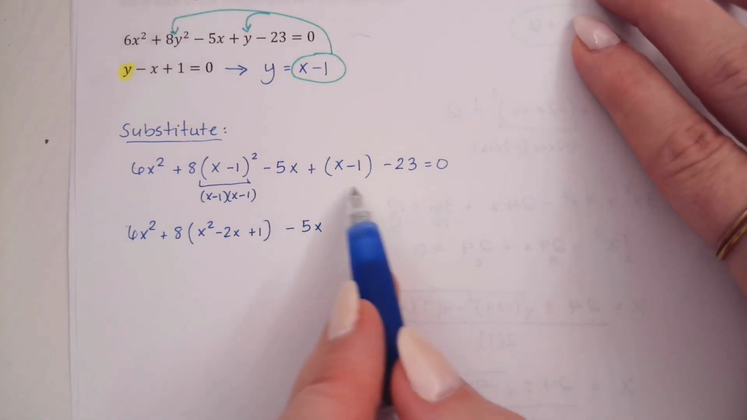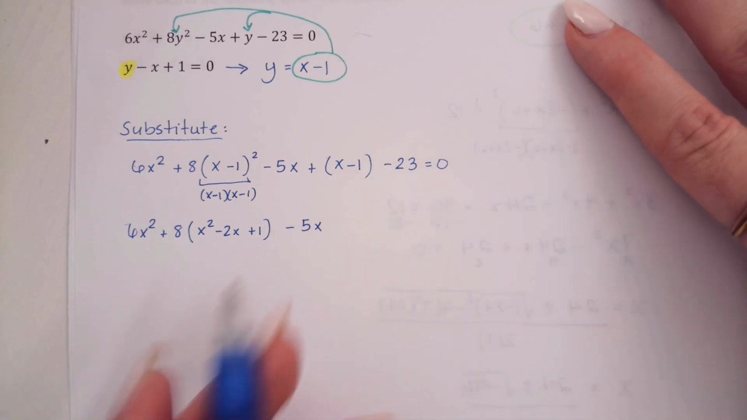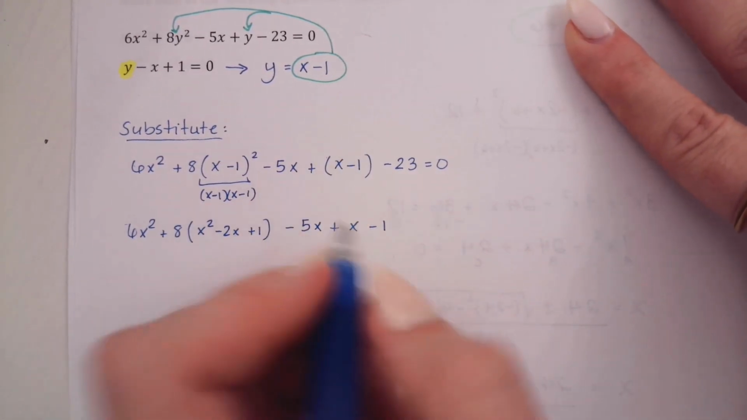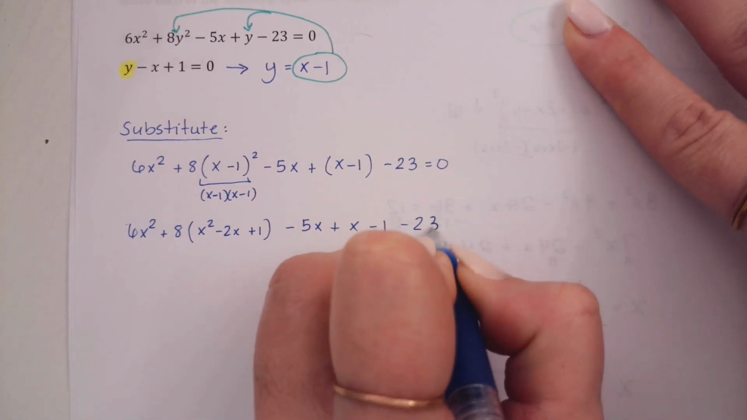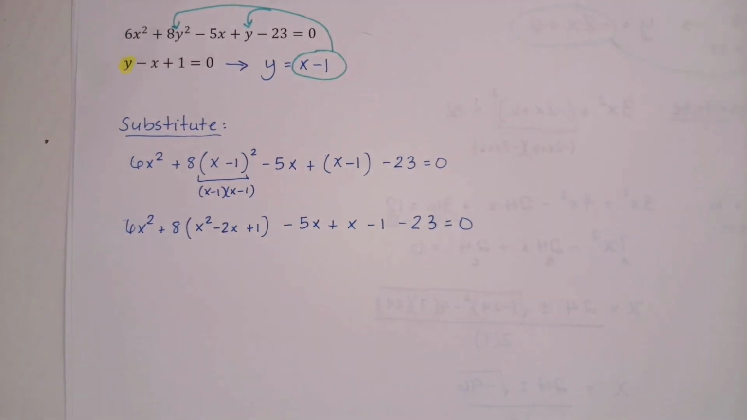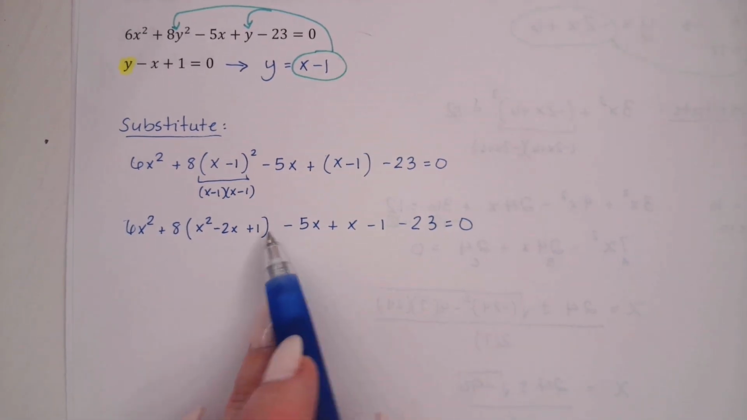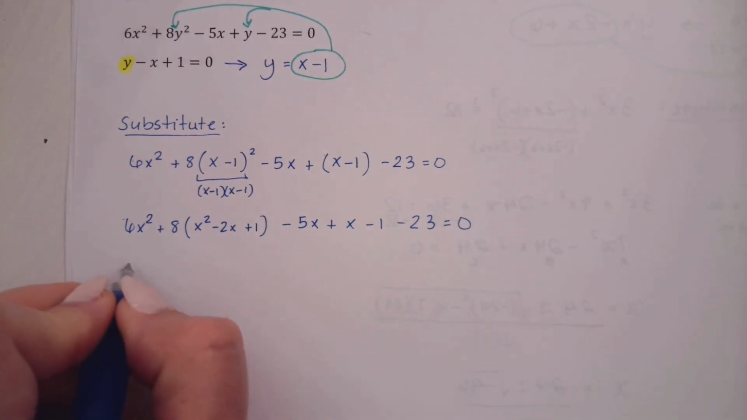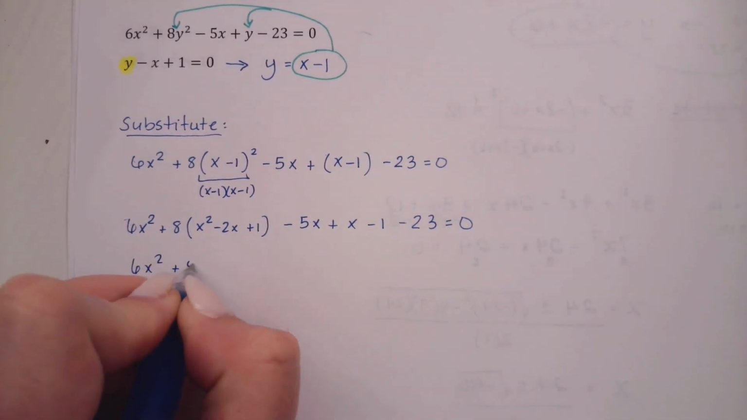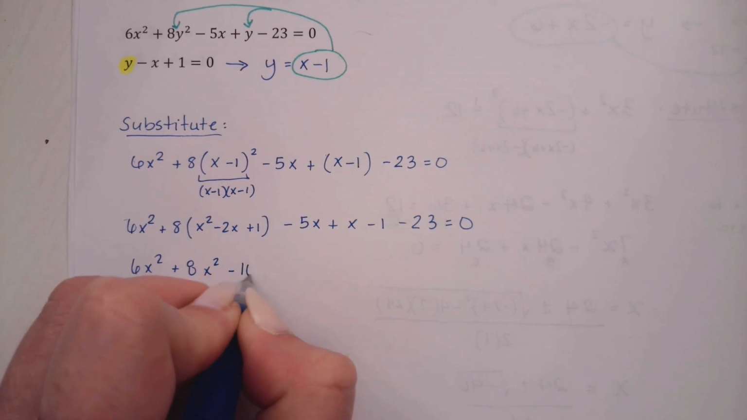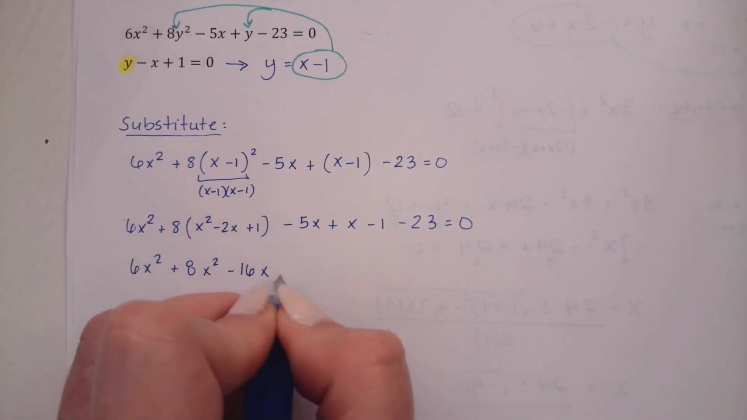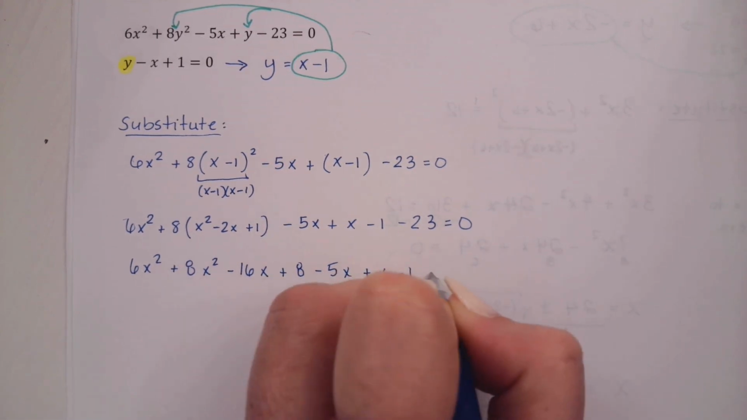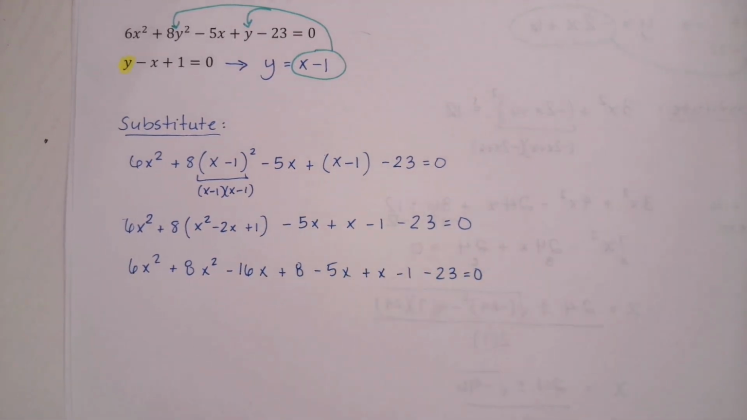Is this parenthesis really doing anything mathematically? No, you're welcome to drop it. As long as there's not a minus in front. If there was a minus in front, you'd have to distribute. Is this parenthesis doing anything? Yes, we need to take that 8 and distribute it, giving us 8x squared minus 16x plus 8 minus 5x plus x minus 1 minus 23 equals 0.